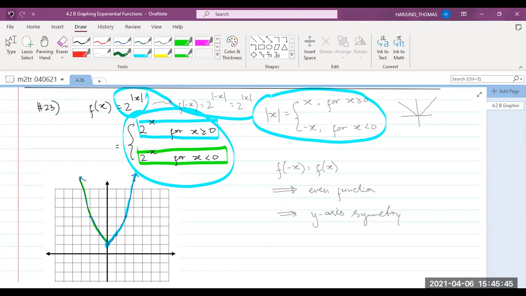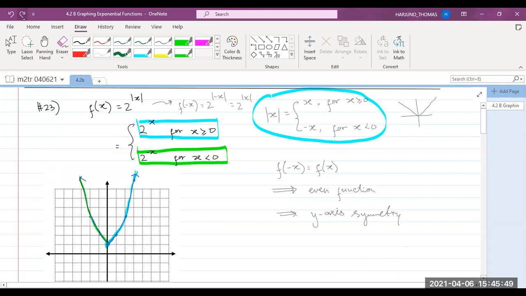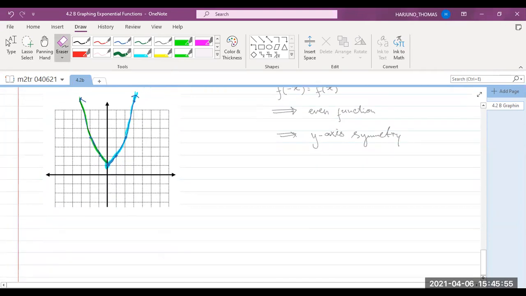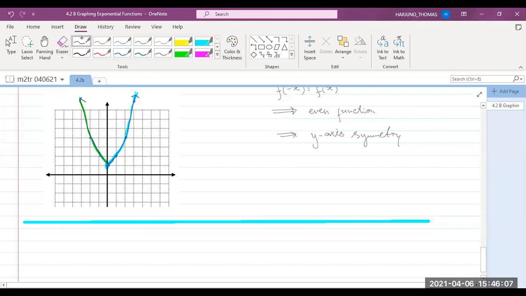Okay? Now, next, what if they give us the graph and we need to find the equation? Let's say, for example, we look at number 32, which I think I already did in my lecture.